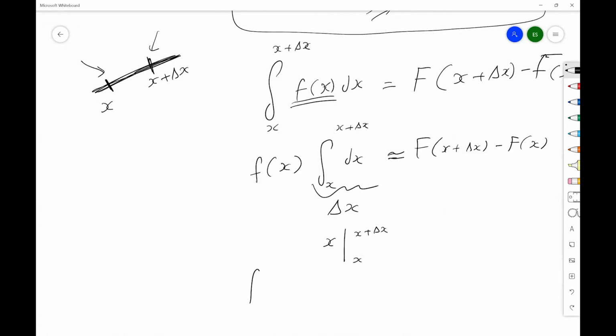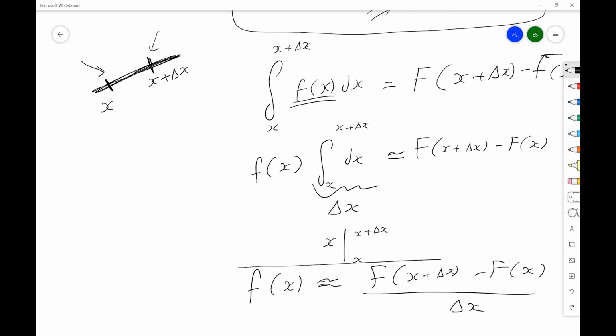So this tells me how small f(x) relates to capital F(x): it's approximately equal to F(x plus delta x) minus F(x), over delta x. This is the derivative. This is exactly the definition of the derivative. The derivative spells out naturally from this fundamental theorem of calculus, where we tie the integration over a whole interval to the boundary of that interval.